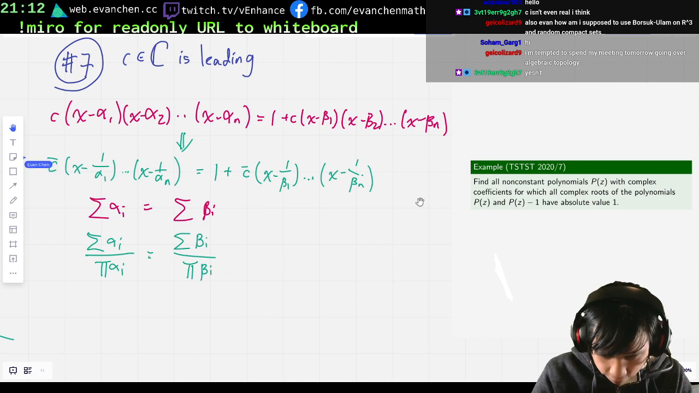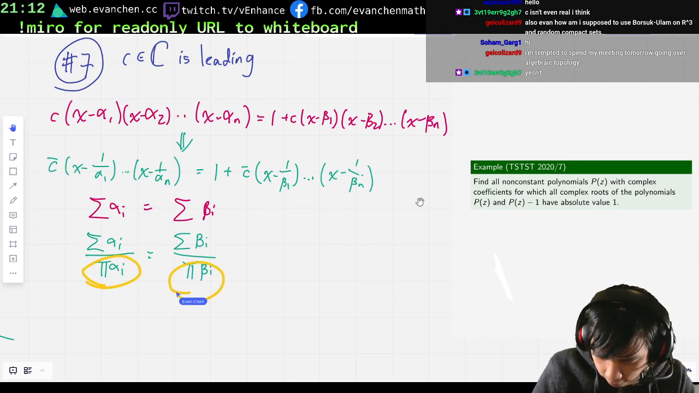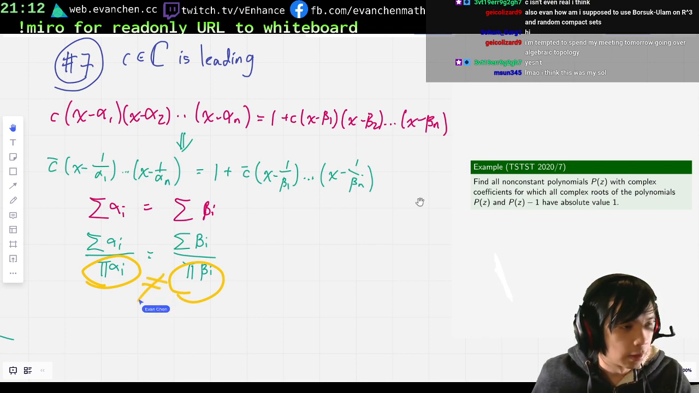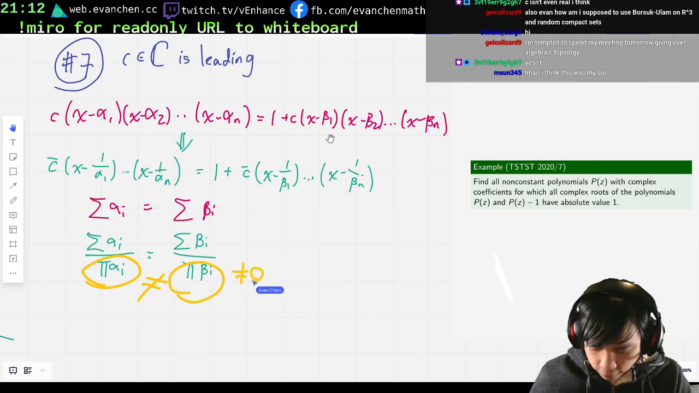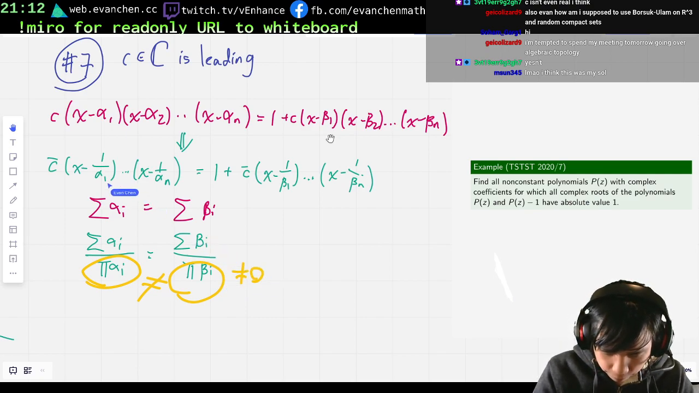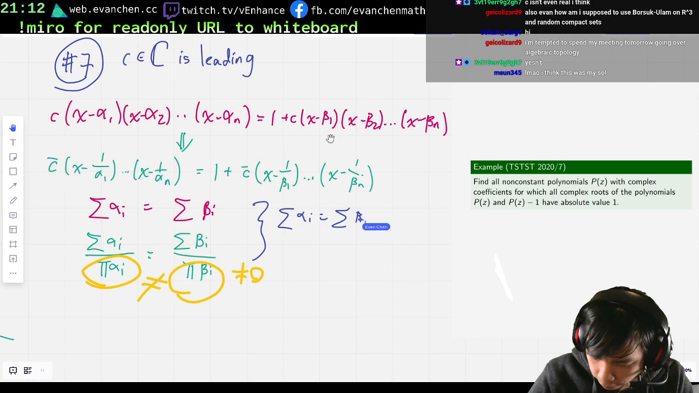Okay, so what's the upshot of this? Well, this is not equal to this, because when I look at the top equation, they differ by 1 over c. Also, they're not 0, because they're supposed to have absolute value 1. So these two equations, when put together, tell you that the sum of alpha i equals the sum of beta i equals 0.